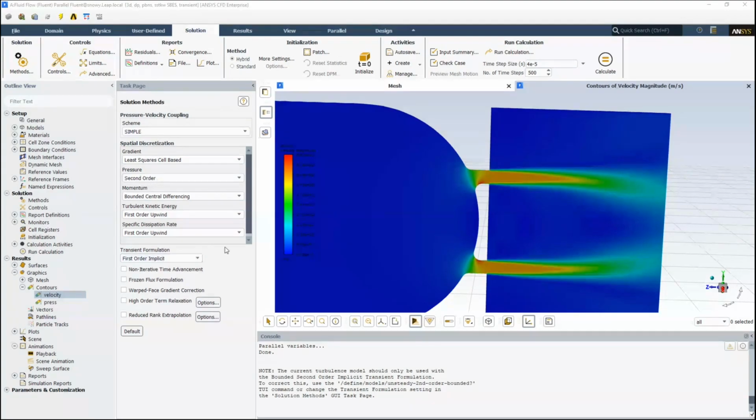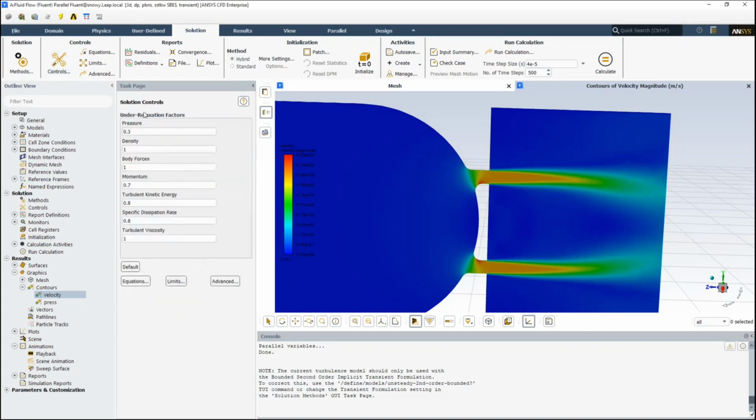So in this case, we've got our SIMPLE. We're using first order implicit transient formulation, and then under-relaxation factors. Remember that they are the difference between our iteration 1 and iteration 2, whether we go all the way to the calculated pressure value or all the way to the next calculated momentum value, or we take some fraction of that to increase stability. And then we run this for however many time steps at whatever time step size.